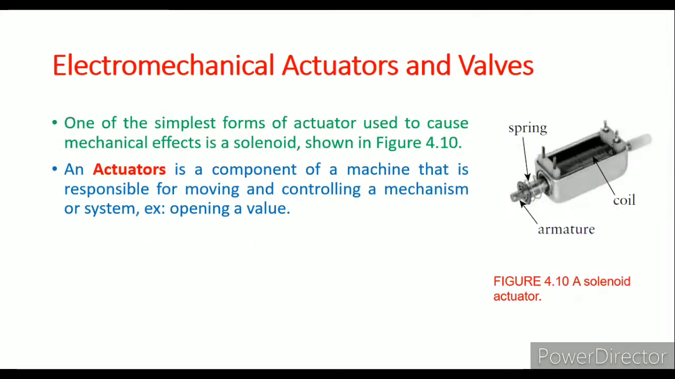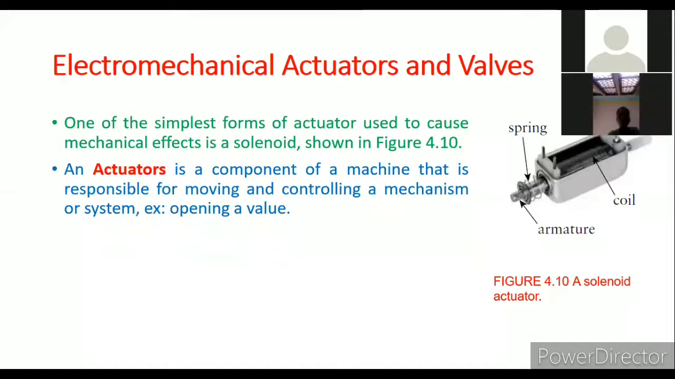So what does an actuator mean? An actuator is a component of a machine that is responsible for moving and controlling a mechanism or a system. Example, opening a valve. In a simple way, we use it in our water tank for automatic on and off of a motor, for controlling the flow of water. So that's one thing we are going to use it for.